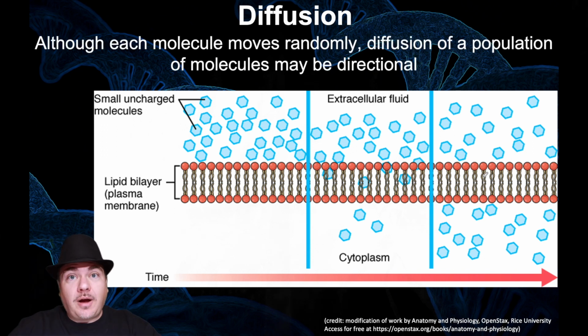So they're not all trying to go in one particular direction. What's happening is each dye molecule is moving randomly. It's completely random which way it's moving.